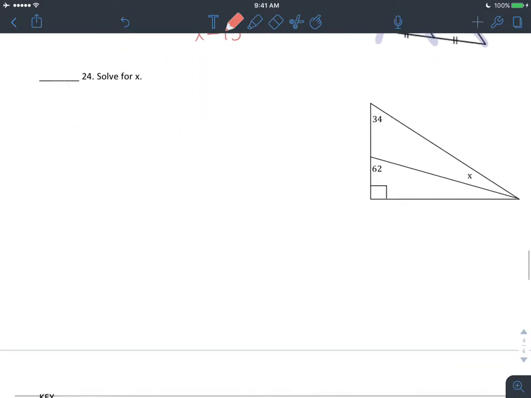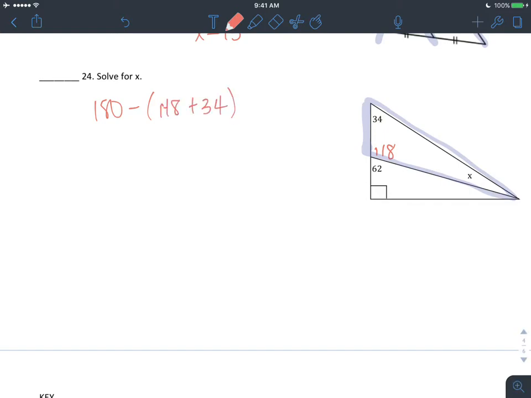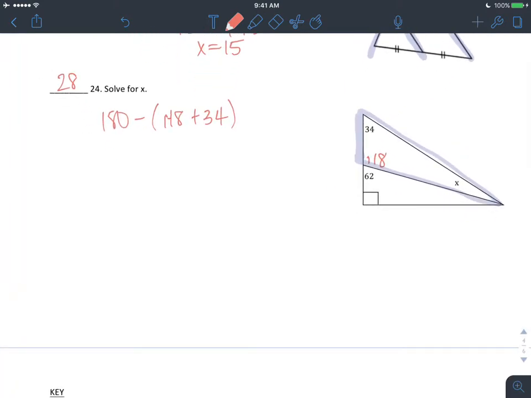All right, on this one, this unlabeled angle is going to be supplementary with 62. So 180 minus 62 is 118. Then we're just going to look at this triangle here. We're going to do 180 minus 118 and 34. X is going to be 28.